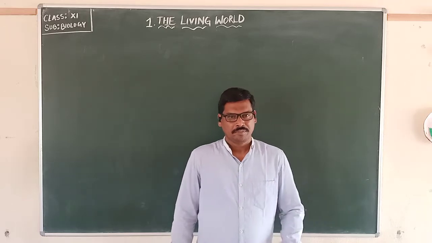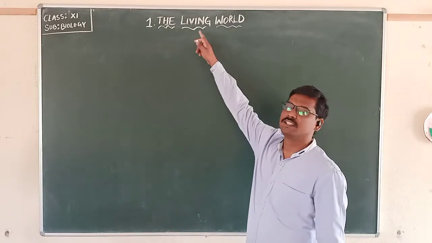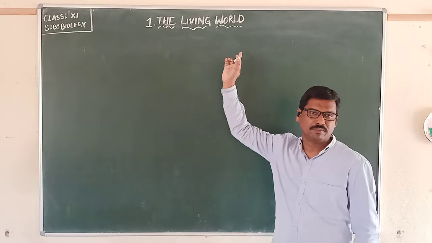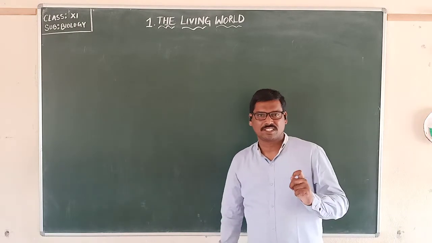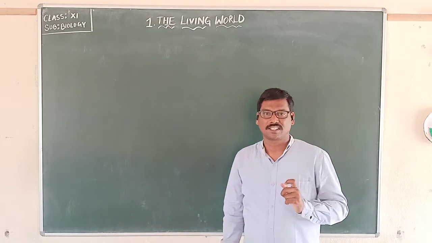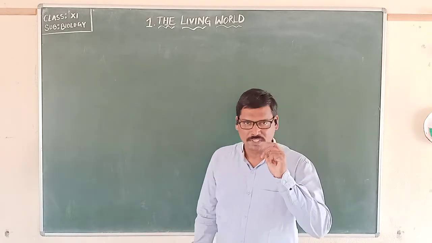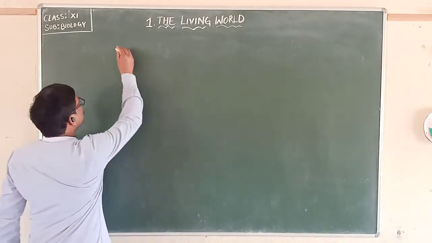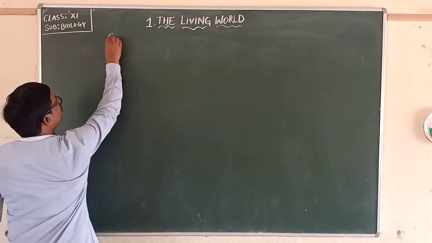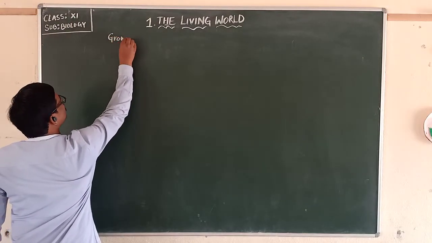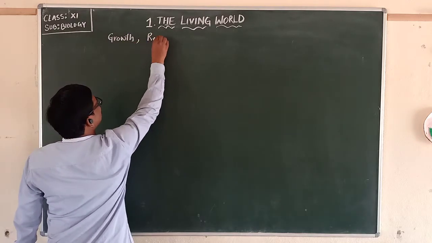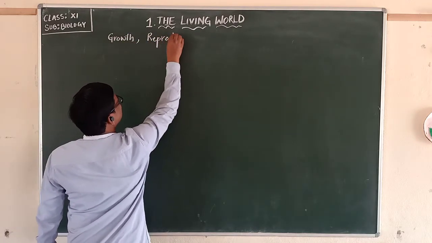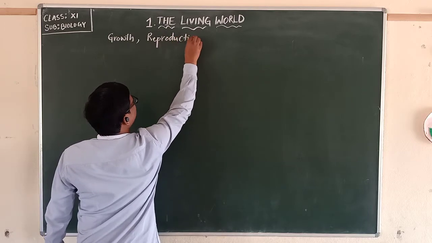Hi everybody, we are discussing the first chapter, the living world. In this chapter, we already discussed the general characteristics, and we already discussed the first two characteristics. The first one is growth, and the second one we discussed is reproduction.